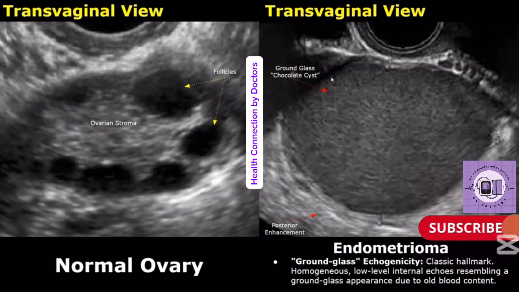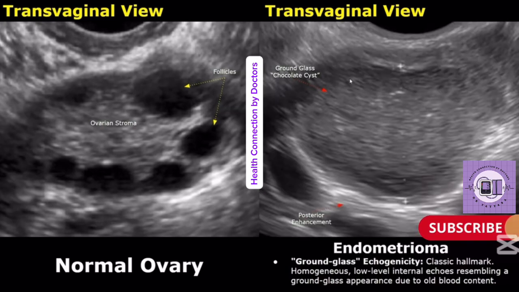In the image on the right, the normal ovary is replaced by a cyst filled with blood. The blood is giving low-level internal echoes. The echo texture is homogeneous. It is smooth. This appearance is often termed a ground glass appearance due to old blood content. This cyst is also called a chocolate cyst, and its appearance is a classical hallmark of endometrioma.